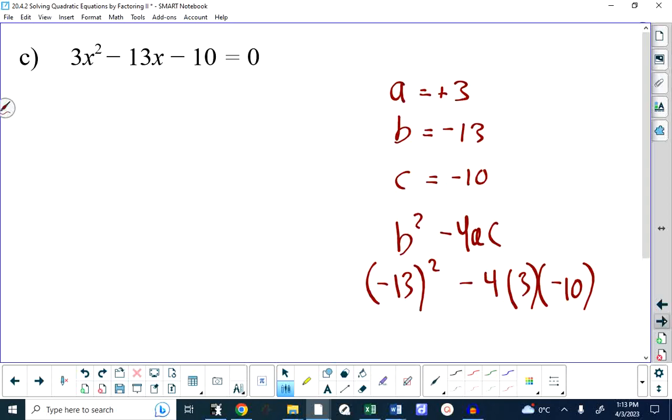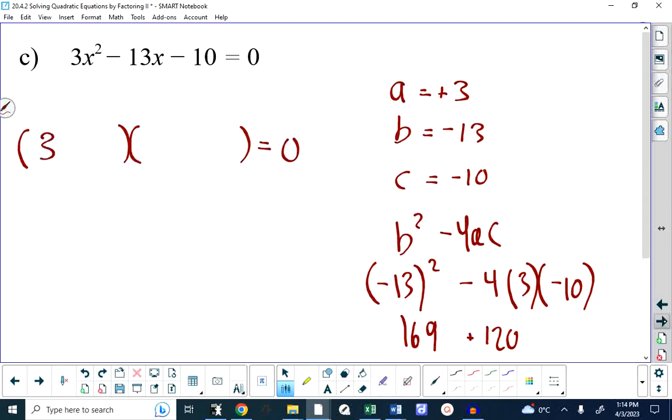See if I can get it right this time. I believe that's going to be 289, but I would like a few people to confirm that. Negative 13 quantity squared is 169. 4 times 3 is 12, times 10 is 120, and it's minus a negative, so it's plus 120. It's 289. Is 289 a perfect square? I think it is. I think it's 17 squared, isn't it? Okay. So we've established it's factorable. We factor it. All right.